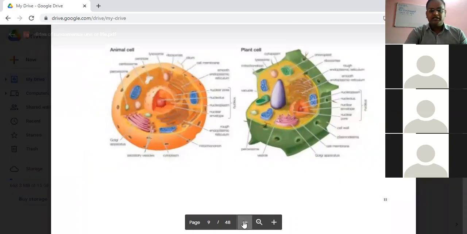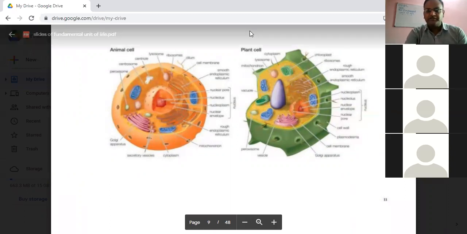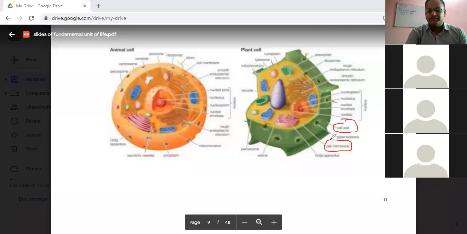Once again, if we are talking about the plant cell, the outermost covering is the cell wall. Okay, this one. Now, below the cell wall is the cell membrane. So definitely we can say what the function of the cell wall is. The cell wall protects the inner part.